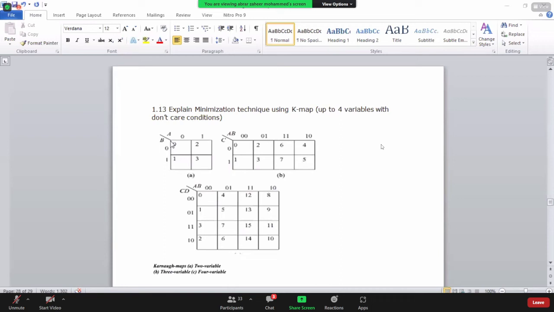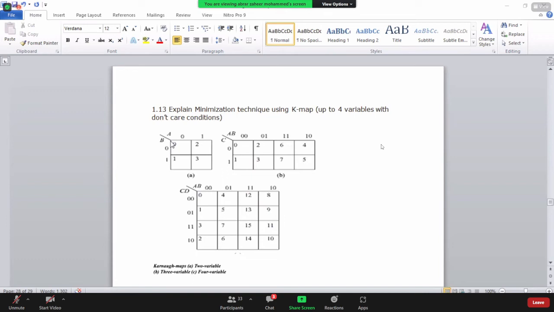In the 3 variable K-map, we have the 3 inputs A, B, and C. So we will have 2 raised to 3 combinations, that is 8: 000, 001, 010, 011, 100, 101, 110, and 111.